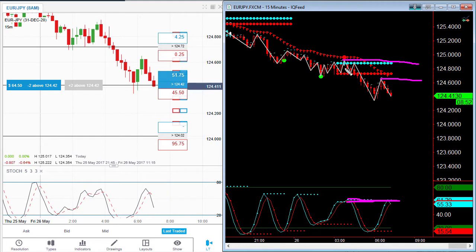Now that's still a form of divergence because the stochastics is really telling you that price put in a lot of effort to take this high higher. They put in as much effort in that as they did back here, and yet price did not go higher. So I went short off of that, anticipating this low to be taken out.